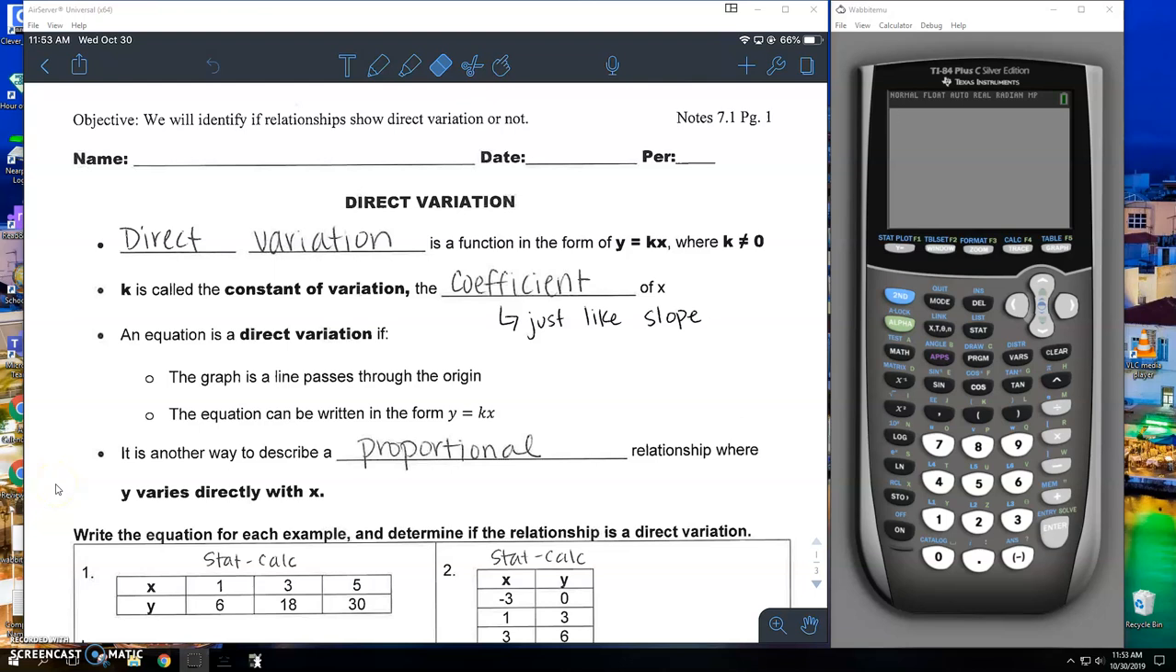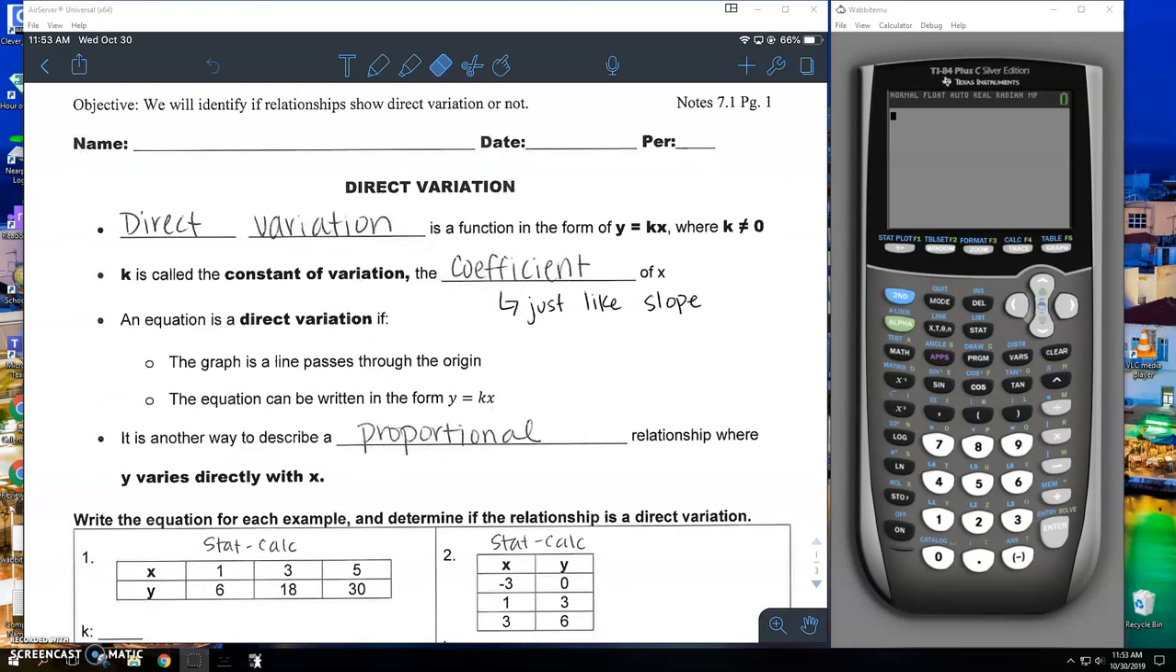These are notes 7.1, direct variation. So direct variation is a function in the form of y equals k times x, where k cannot be equal to 0. K is called the constant of variation. It's the coefficient of x, and we're going to think of it just like the slope, okay? It's what we find in front of our x value.